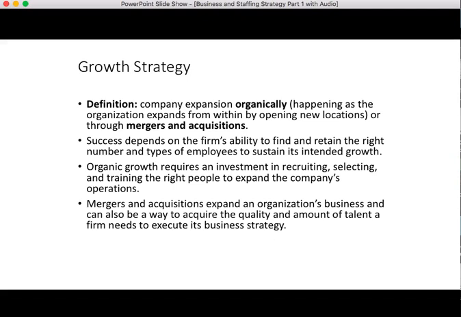Growth requires us, though, when we talk about staffing strategies, to do a really good job of recruiting, attracting, and retaining that talent, because we don't want to lose the innovative talent that comes with that organic growth, or is necessary for that organic growth.